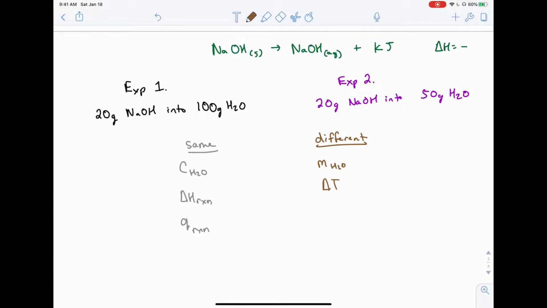Because if you're releasing the same amount of heat to different masses of water, the temperature has to be different as well. It is proportional. So which temperature change is going to be higher? With more water or less water? Less water. So the change in T2 is going to be greater than the change in T1 because you have less water to heat up, so that energy can be used to raise the temperature higher.